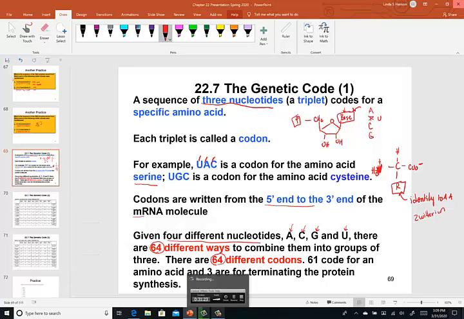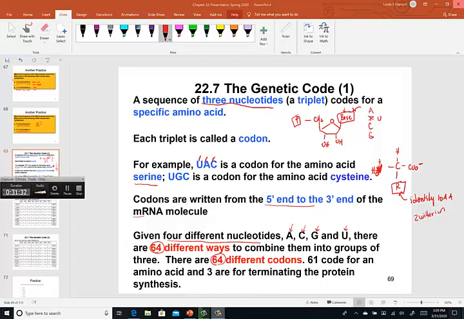Okay, so we're saying that we have codons now, and let me just make sure we're recording. Time is going by. Perfect. Alrighty.